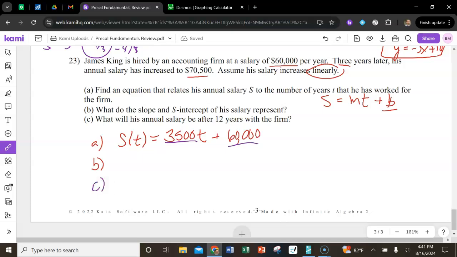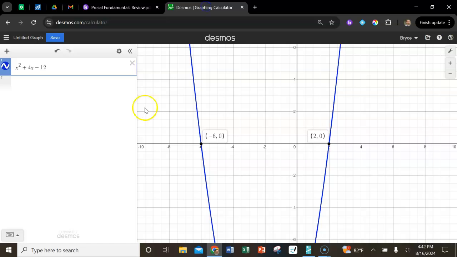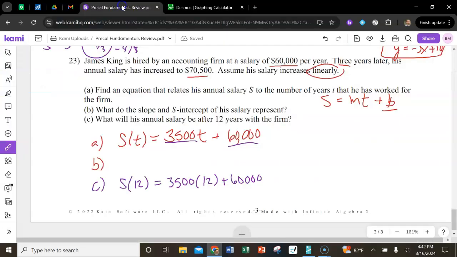Okay. For part C, what will his annual salary be after 12 years with the firm? That means we just want to plug in 12 for t. So we're going to do 3,500 times 12 plus 60,000. And I'm going to go to Desmos to do that. 3,500 times 12 plus 60,000 gives me 102,000. That is his salary after 12 years.